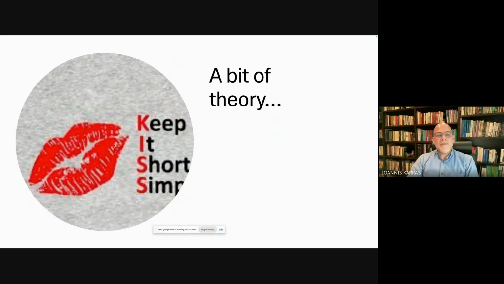So we will continue with a bit of theory. I promise to apply the KISS principle, so I'm going to try to keep it as short and simple as possible. But I need to create some theoretical grounding in order for us to be on the same page.